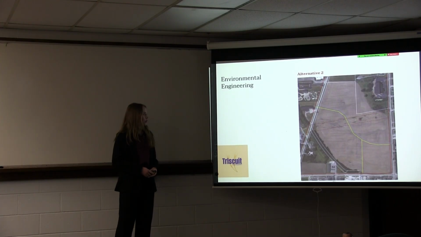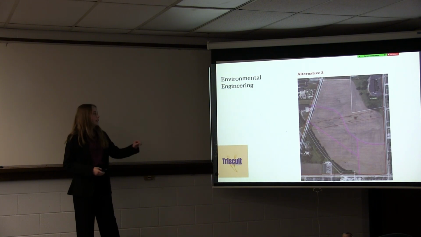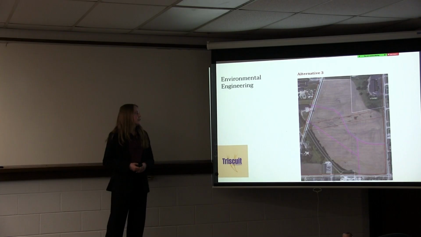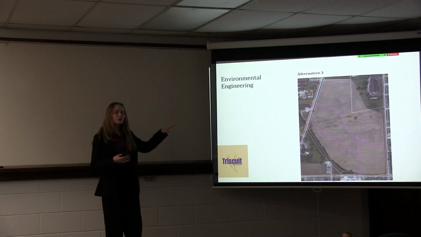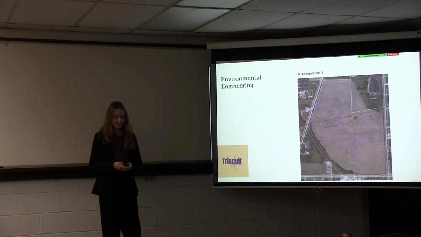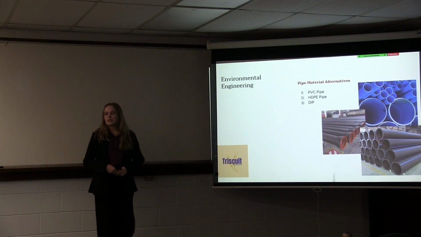So my third alternative here is to branch off from my second alternative and to connect to Maryville Road there. The problem with this one is crossing the easement the way I do. I have to make sure that it doesn't cross any of the structures and make sure it's right. So I might have to move it a little bit. These are preliminary designs. They're not 100% set yet. And then next, I'm going to go over my pipeline material alternatives.